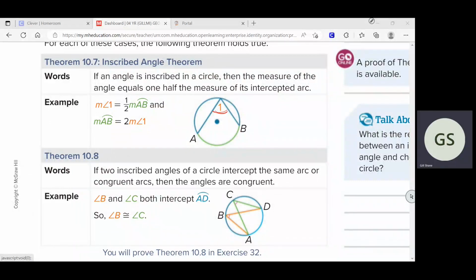So it's showing you, it's color coordinated. The arc is in green, so that's the arc. The angle is in red, so those are the angles. So the measure of the angle is 1/2 the measure of the arc. And then if you have to go the reverse direction, the measure of the arc is 2 times the measure of the angle.